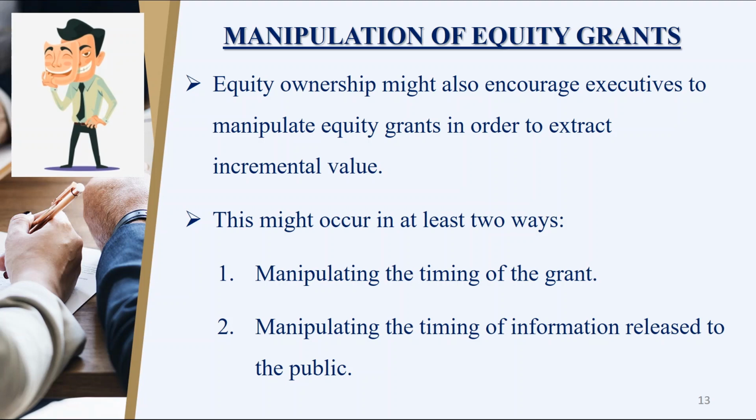Number one, manipulating the timing of the grant. Number two is manipulating the timing of information released to the public. In the case of manipulation of timing of the grant date, the date either is delayed so that it occurs after a stock price decline has already taken place or is brought forward to precede an expected increase in stock price.